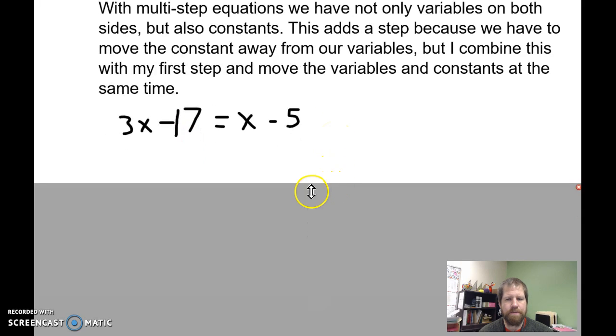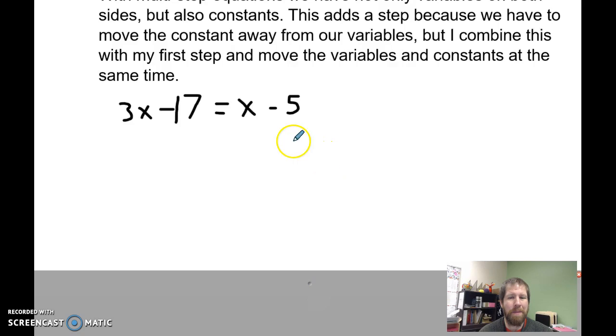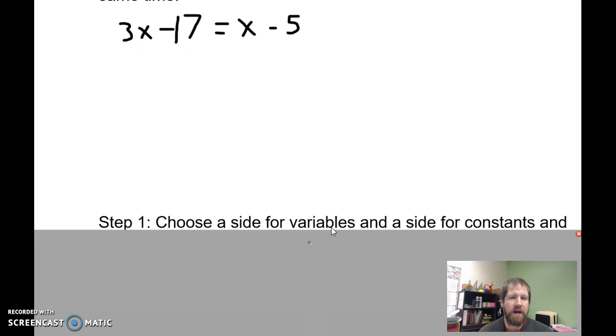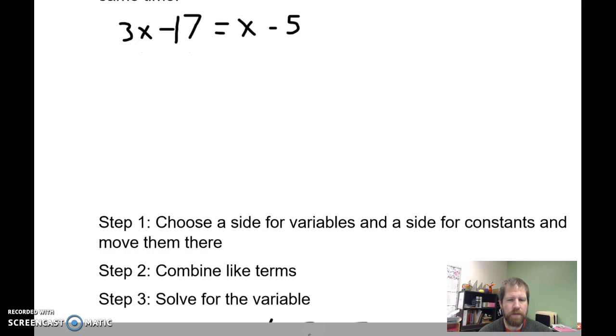One thing I do is I combine this step, so I move my variables and my constants at the same time. You can do this, or you can separate it as long as you can keep track of everything that you're moving. So we're still at 3 steps. Our first step is choosing a side for the variables and a side for the constants, and then moving them there.